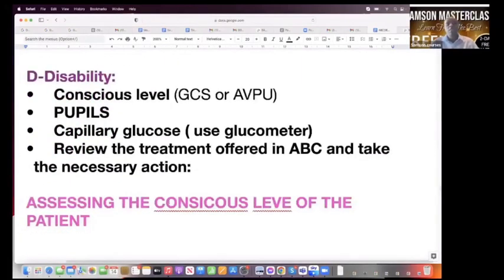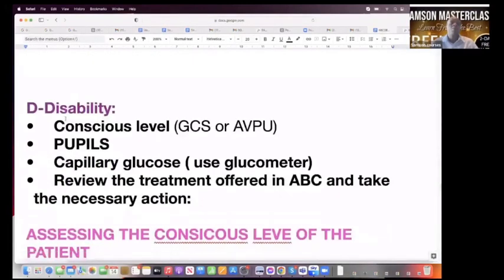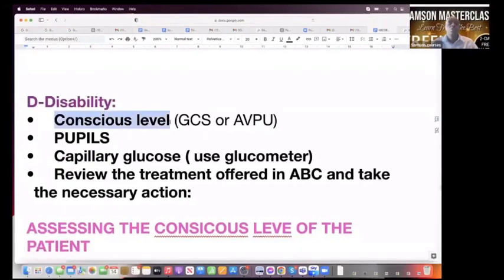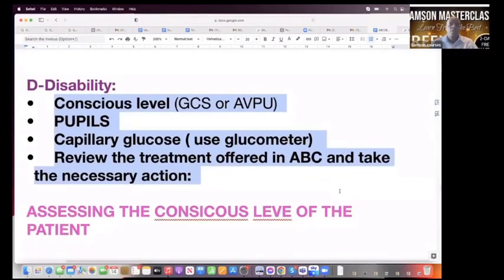Then we go to D, disability. What do we do first? We assess and then manage. Every stage is assess and manage, assess and manage, assess and manage. That's what you need to remember. We have managed circulation. Now we go to D. How do we assess D? We assess the conscious level, we assess the pupils, we assess the glucose. Then we review the treatment offered in A, B, and C and take necessary action.